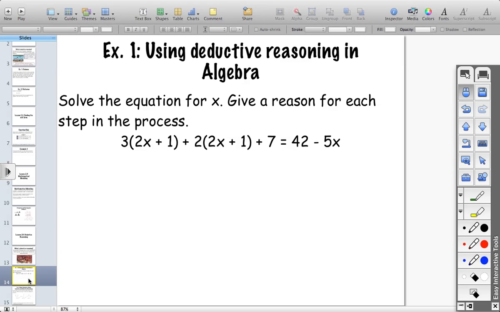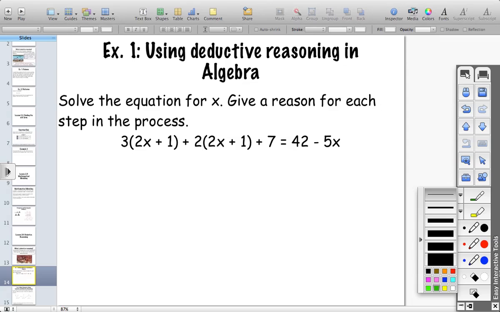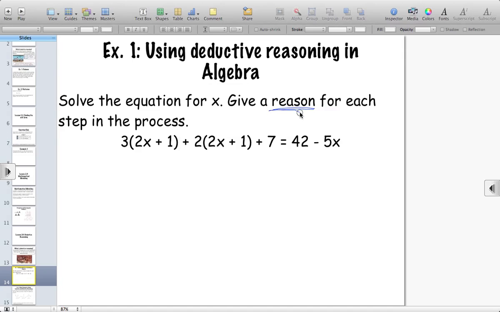We've actually already used deductive reasoning several times before. In algebra, we used it all the time. We were following a set of rules in order to solve the situation, to solve the equation. Now, by putting the reason for each step in the process, you're proving your statement. So when I say, okay, how did you get that answer? You have to prove it by saying, first I did this, and then I did that, and then that led me to this, so on and so forth. So let's take a look at this example to go through.